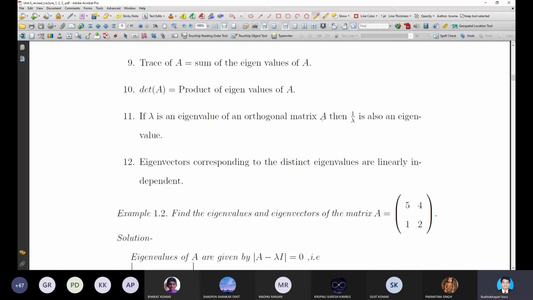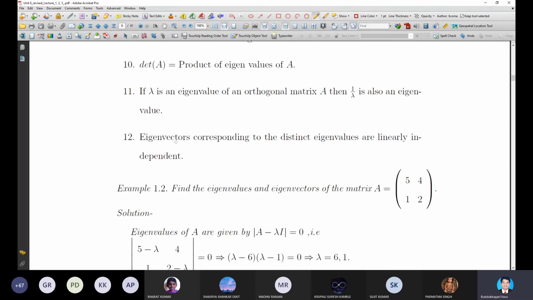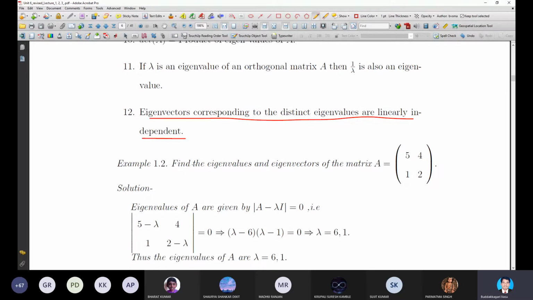Eigenvectors corresponding to distinct eigenvalues are linearly independent. This is a very important point, and it will help you later in the process of diagonalization and other applications. Good. Now we will look at a problem.